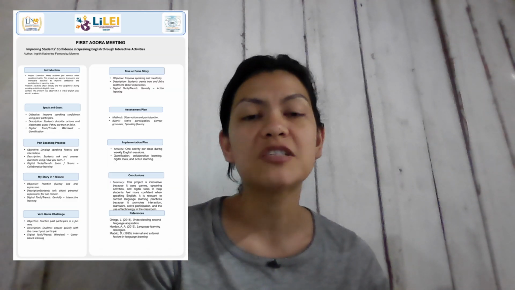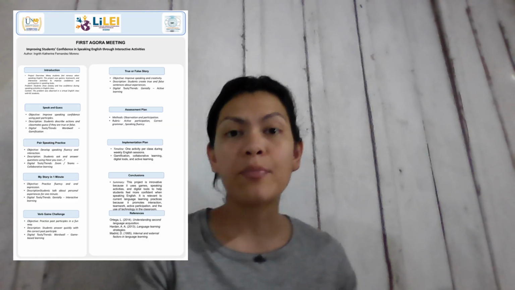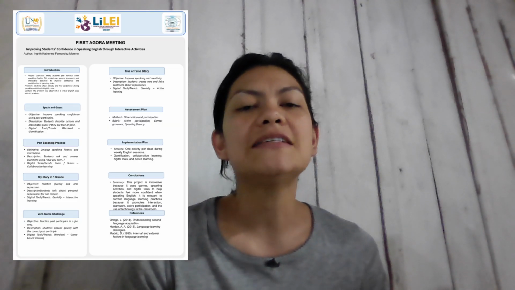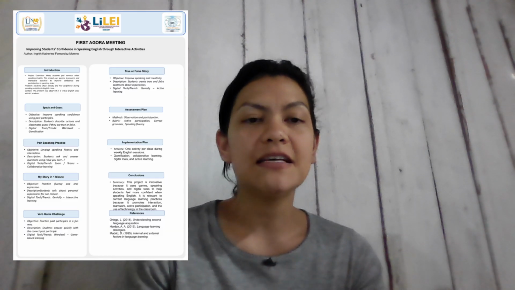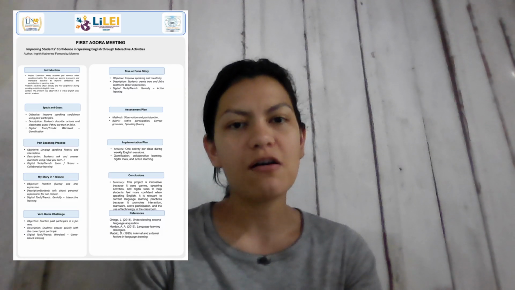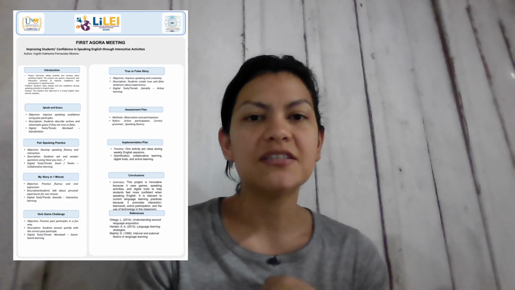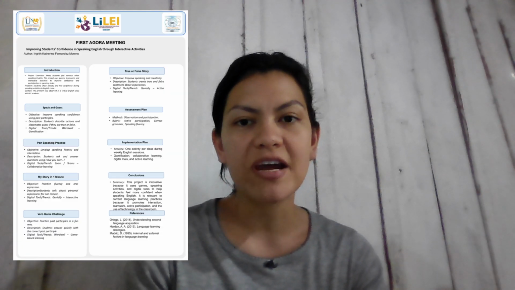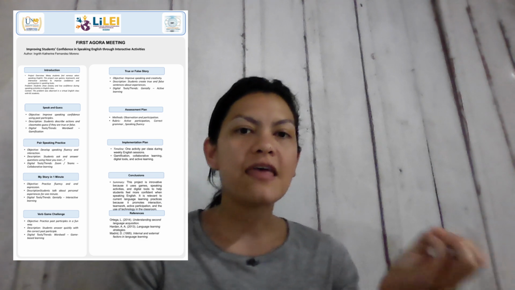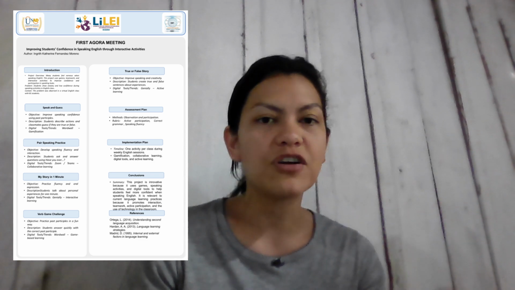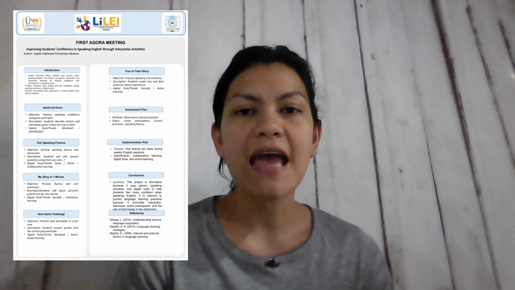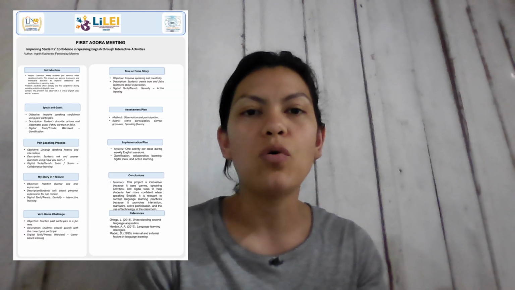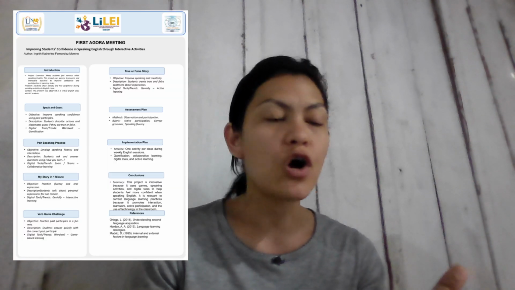Well, now I'm going to explain the different activities included in my poster. The first activity is called Speak and Guess. The objective of this activity is to improve speaking confidence using past participles. In this activity, students describe actions or situations, and their classmates try to guess if the information is true or false. For example, a student can say, "I have eaten sushi before," or "I have visited another country."